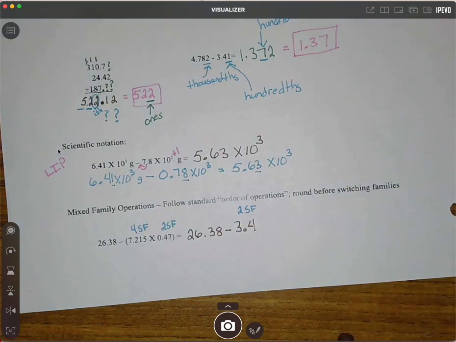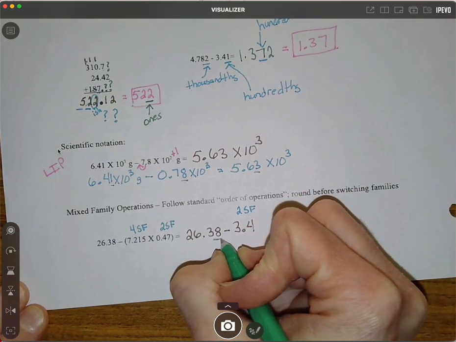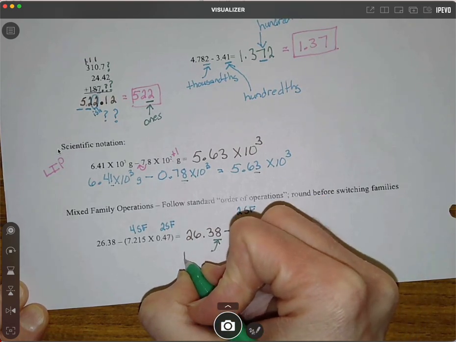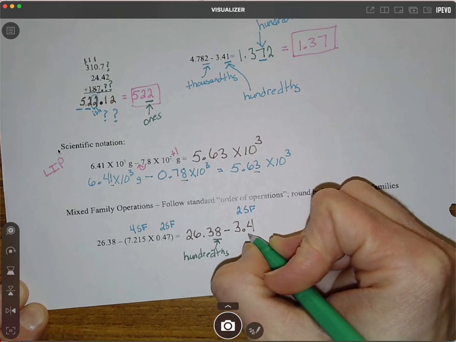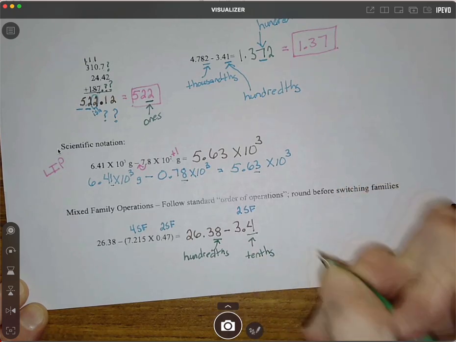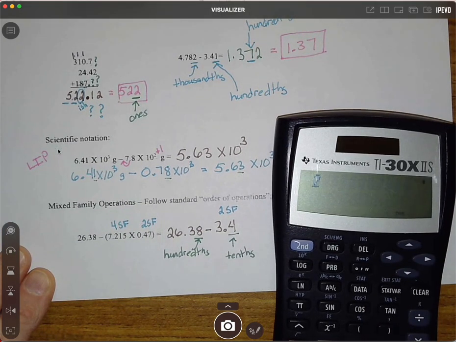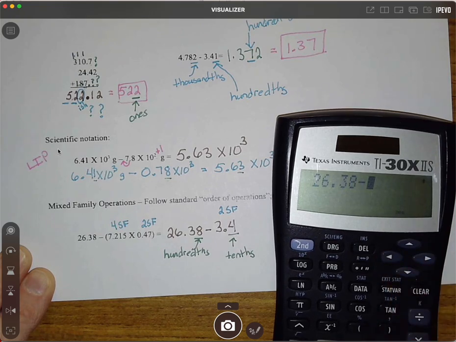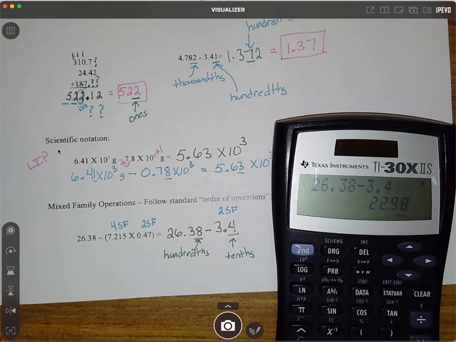Next, I have to subtract. When subtracting, I look at place. This one goes to the hundredths. This one to the tenths. So now I have to clear my calculator and do this again. 27.38 minus 3.4. And I'm only going to be able to keep to the tenths place here because tenths is the least amount of place.